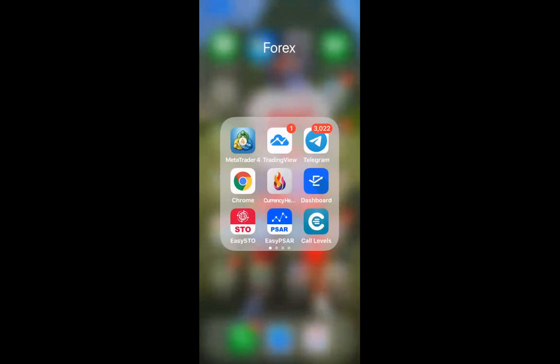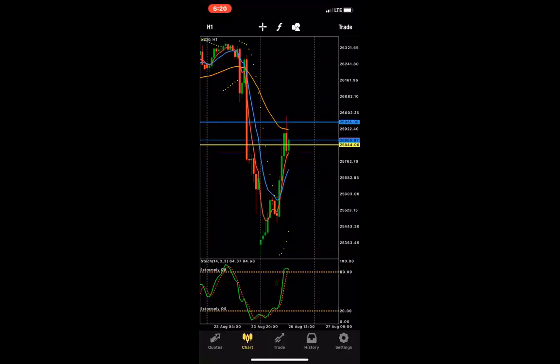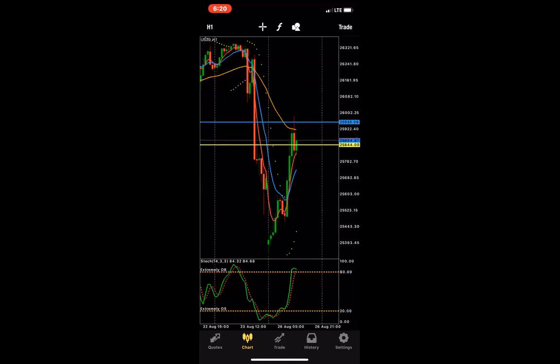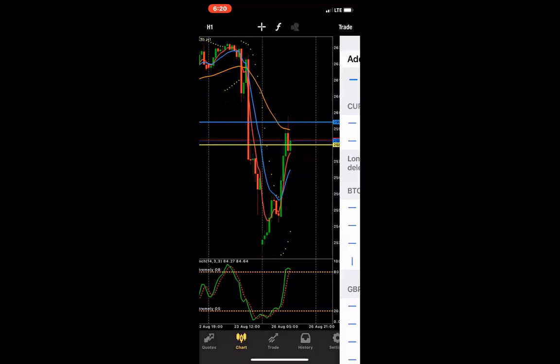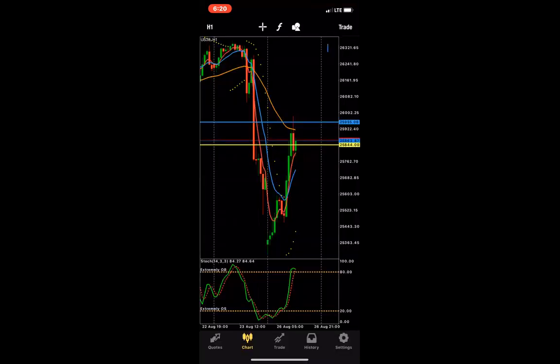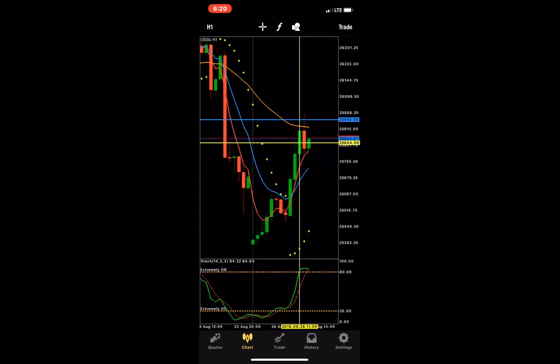Okay, so what I mean by the 50 moving average is like a universal support resistance. So let me do this. That yellow vertical line that I just drew, that's the candle I entered the trade on. That yellow horizontal line is the entry price.